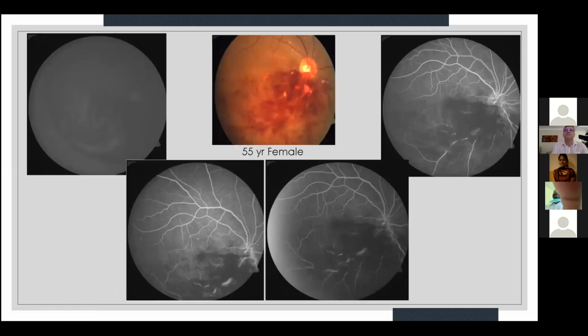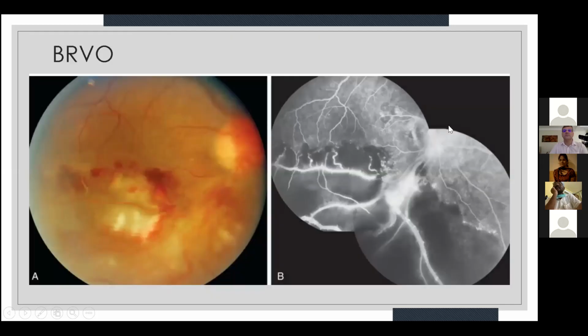This is our own case of a 55-year-old female who presented to us with blurring of vision in her right eye since 1 month. On examination, we saw superficial hemorrhages occupying her inferotemporal quadrant. Fundus fluorescein angiography was done, which showed a blocked fluorescence. This is also a case of BRVO where we can see neovascularization and capillary non-perfusion areas.